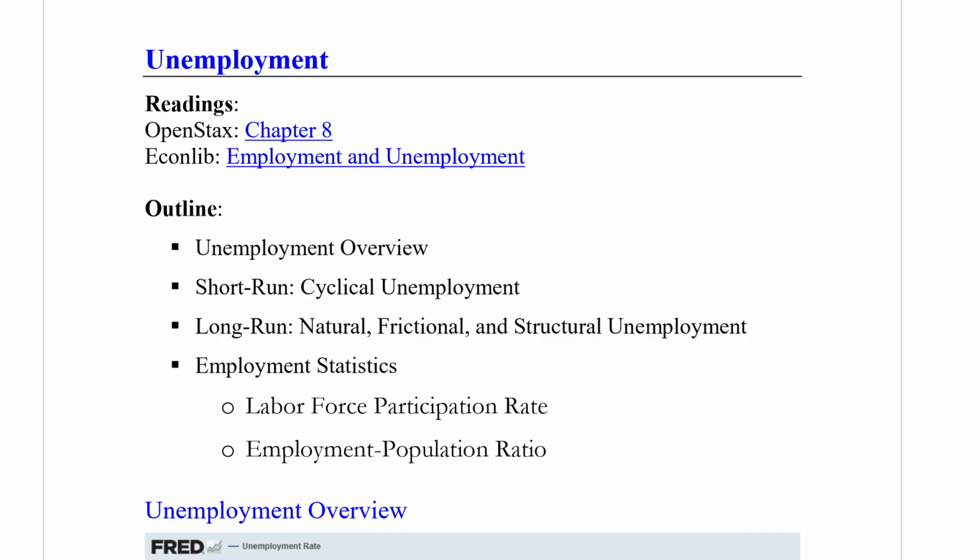So we're going to explain our definitions, explain the technical details on how unemployment is measured and calculated, and then we'll go into some discussion about business cycles, unemployment trends, natural, frictional, structural unemployment. And so that's going to cover the next couple videos here. And so let's go ahead and dive in to our first section.